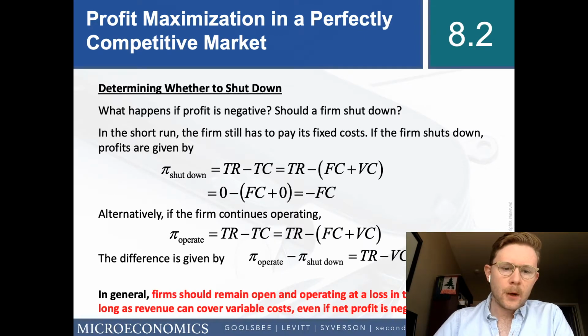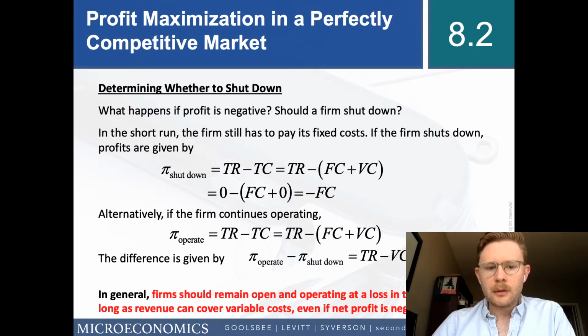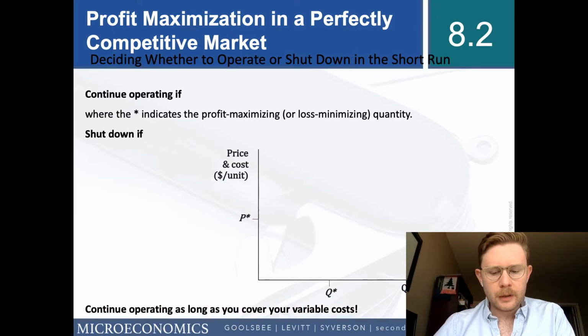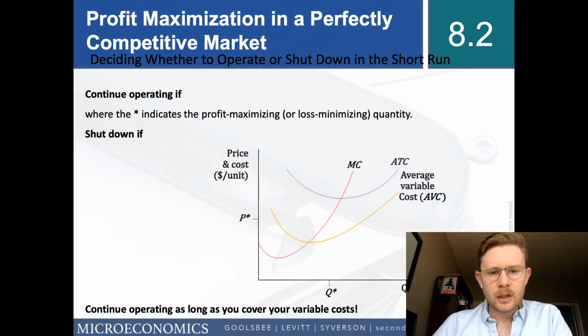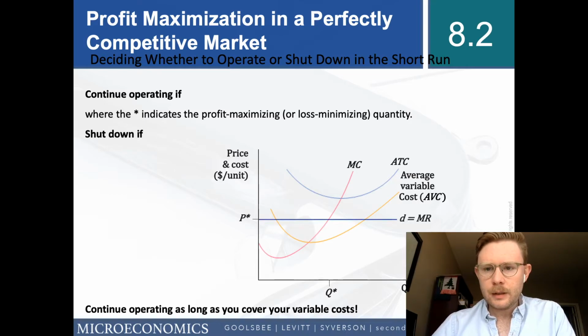In general, firms should remain open and operating at a loss in the short run as long as revenue can cover variable costs, even if the profit is negative. And we'll show you a graph here demonstrating this. So as usual, we have our marginal costs, our average variable costs, our average total costs. The average total costs is just the sum of the variable costs and the fixed costs. And we have our flat demand curve for the individual firm, where the price equals the marginal revenue.